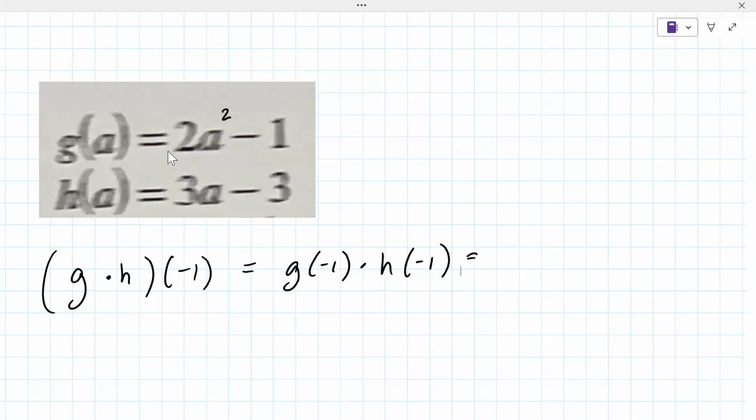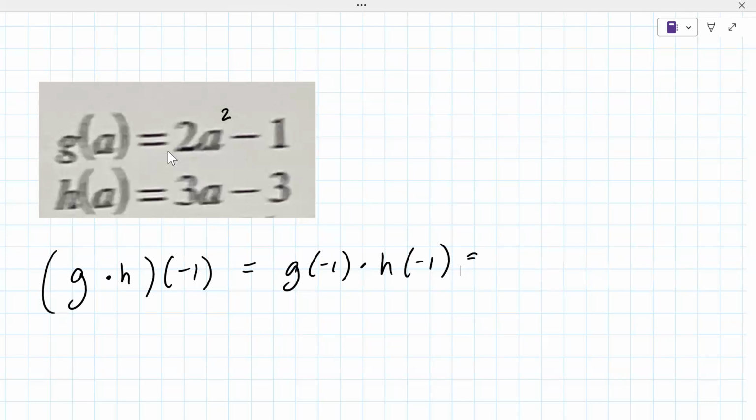G of -1. So g of -1 is 1 times -3 minus times -6. So g times h is -6, and then do you multiply that by -1?